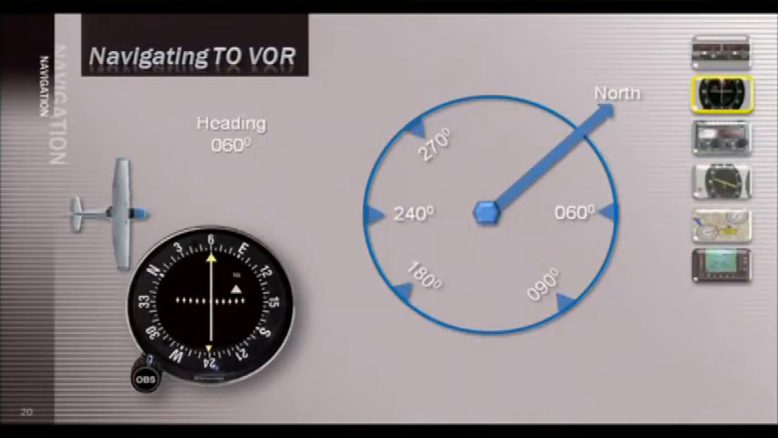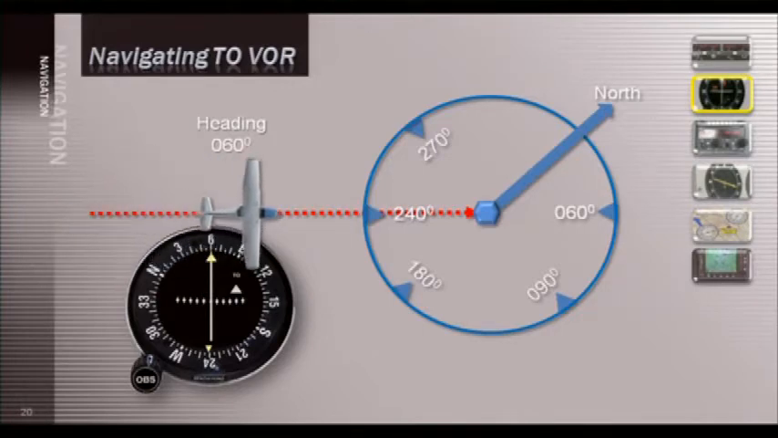Here's an example of navigating to the VOR. Suppose you want to fly to the VOR station and you want to fly on that same 240 degree radial. The OBS would be set to the reciprocal of 240 degrees with a to indication. The reciprocal is 060 degrees. You are still on the 240 degree radial, but your VOR indicator will be set to 060 degrees.